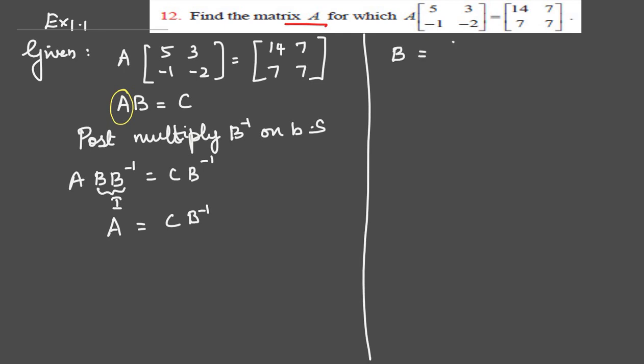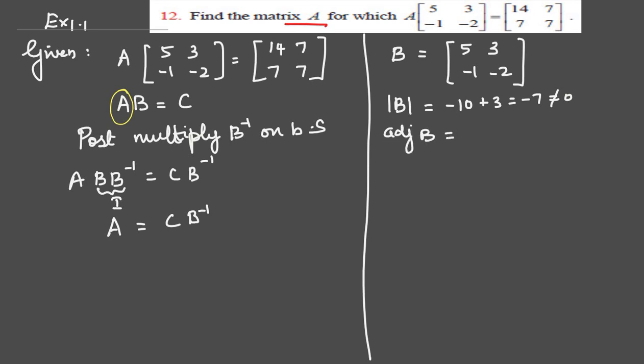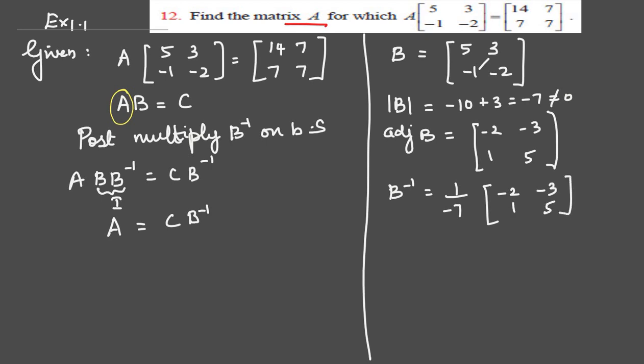B we have taken to be the matrix 5, 3, minus 1, minus 2. For this, first we find the determinant of B, which is equal to minus 10 plus 3, which is equal to minus 7, not equal to 0. Adj of B will be obtained by interchanging the diagonal elements, minus 2, 5, and changing the sign of the non-diagonal elements. So B inverse will be equal to 1 by determinant of B into adj of B, that is minus 2, minus 3, 1, 5. Multiplying by the minus sign inside the matrix, we get 1 by 7 times 2, 3, minus 1, minus 5. We have found B inverse.